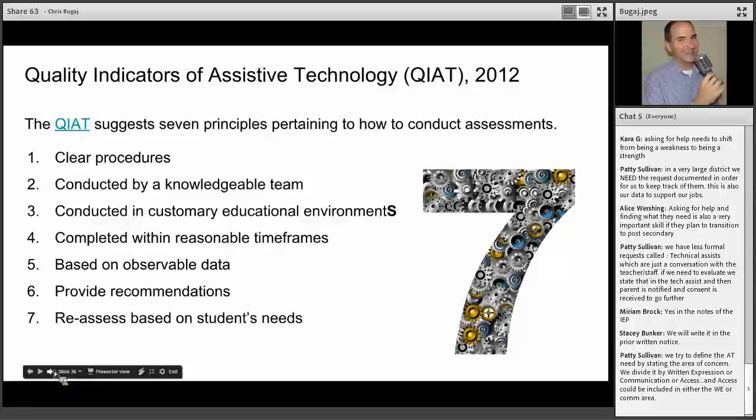It should be conducted where the student is demonstrating the difficulty on that goal. Notice the big S in assessments there. It's conducted in customary educational environments, meaning you might have to observe the student in multiple places. We're going to talk about it specifically at a secondary level in a second. Done within a reasonable amount of time, based on observable data, meaning it's not just your impression.